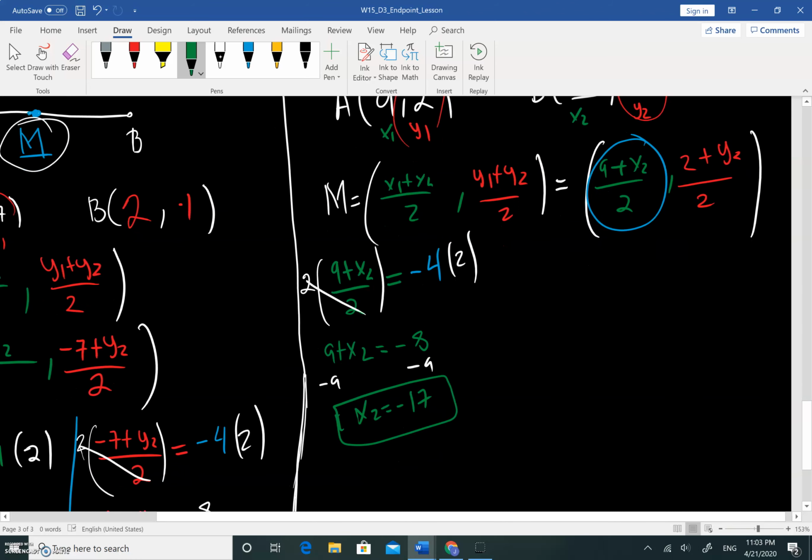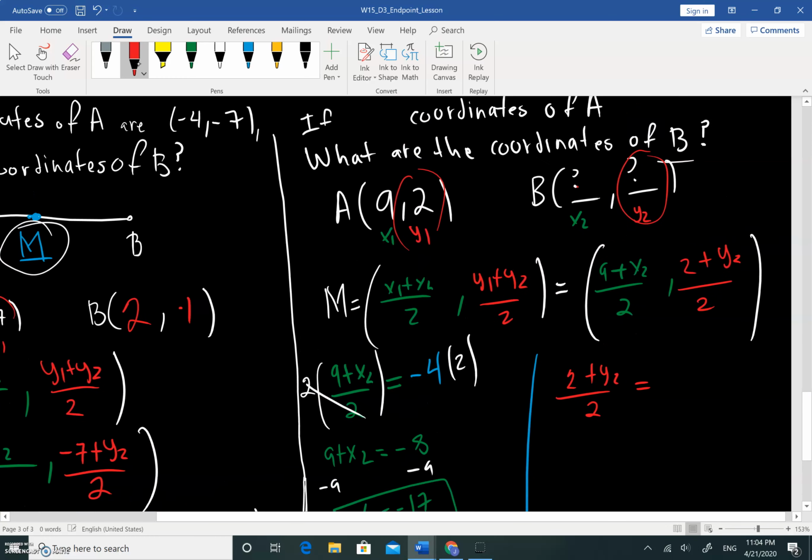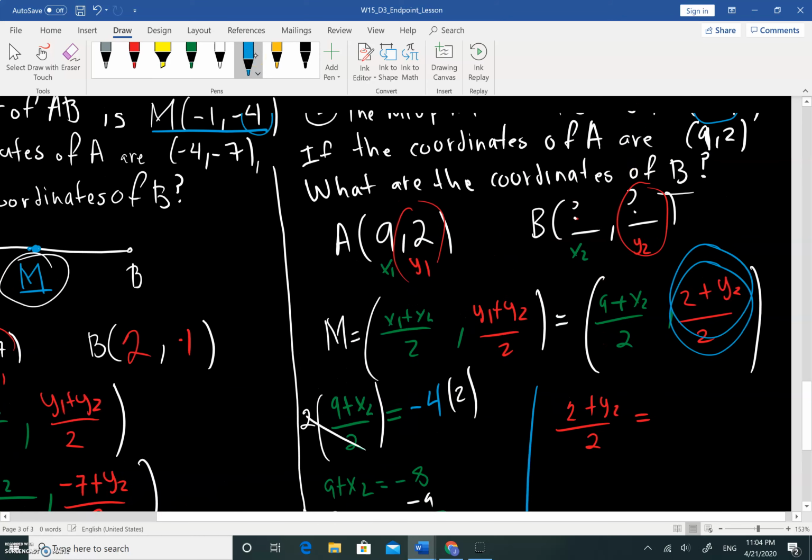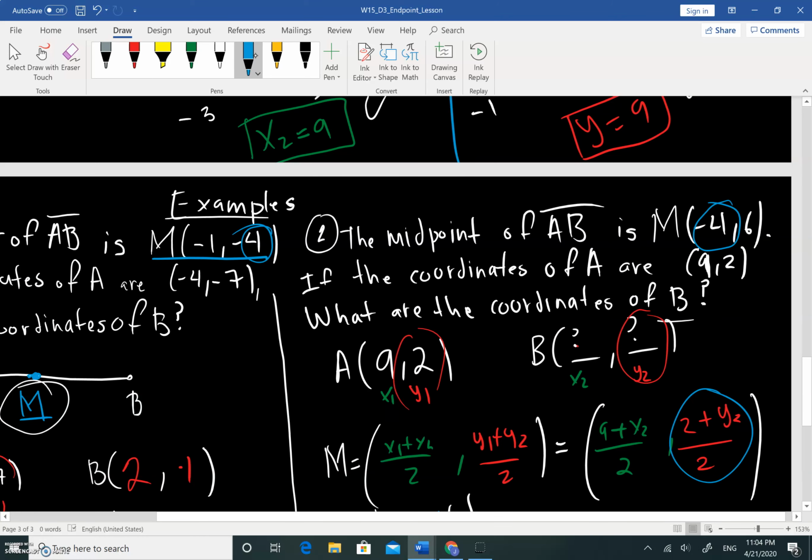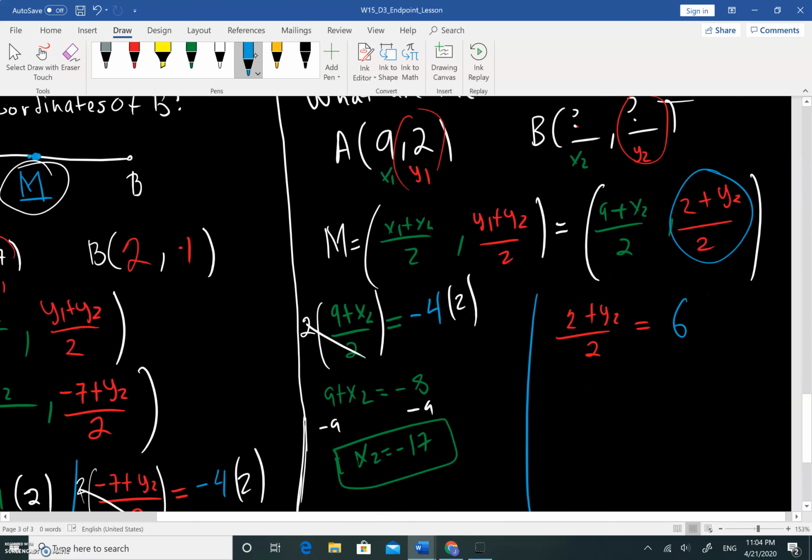Now let's go ahead and do the second part. The second part is going to be for y, right? So we have 2 plus y2 divided by 2 has to be equal to what? The answer that it should get should not be the -4, it should be the 6, because this corresponds to the y. So I'm looking for the number that when I add 2 to it and then divide by 2, I get 6.